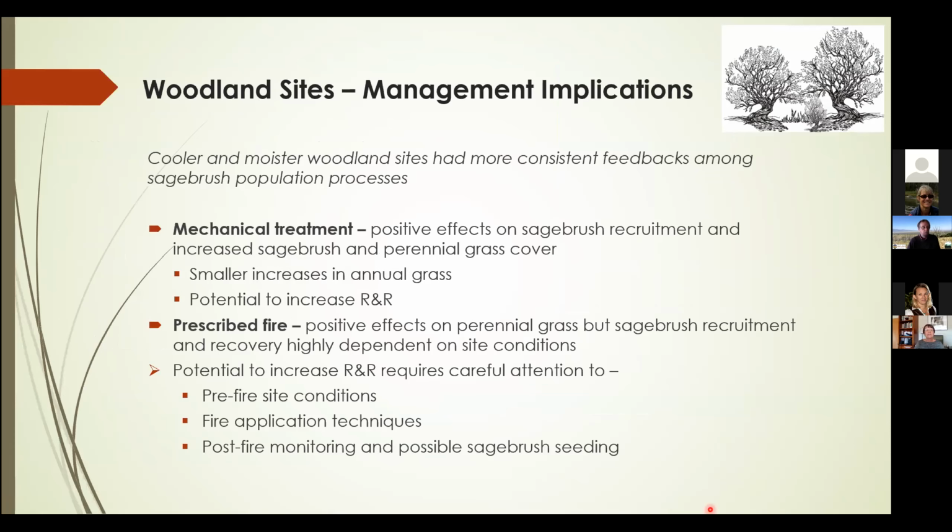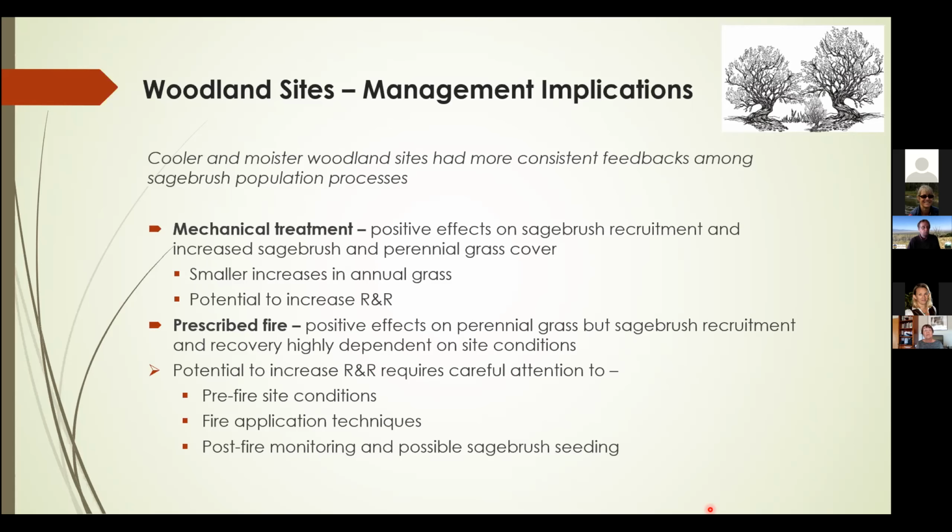Now, in terms of the implications, our cooler and moister woodland sites did have those more consistent feedbacks among sagebrush population processes, and we would expect that of sites that are more resilient and resistant. In terms of the mechanical treatment, we saw positive effects on sagebrush recruitment, and then we also saw increases in not only perennial grass cover, but also sagebrush cover over time. This particular treatment had smaller increases in annual grass cover than the other treatments, and it has potential to increase R&R, resilience and resistance, of these sites, when properly implemented.